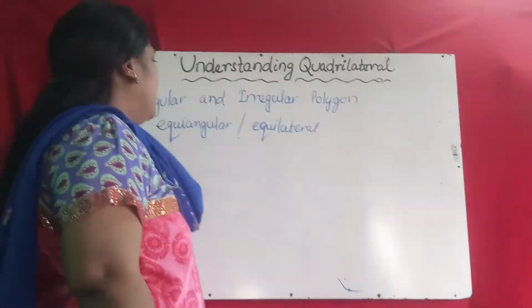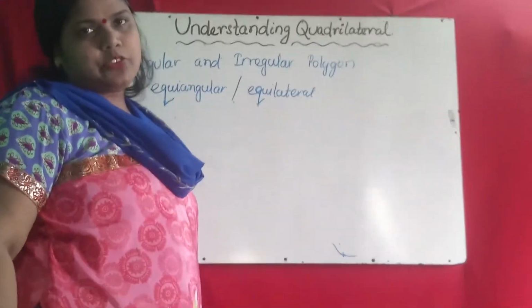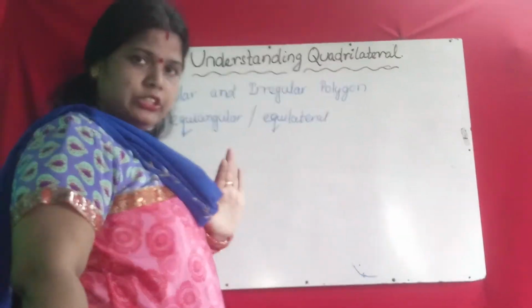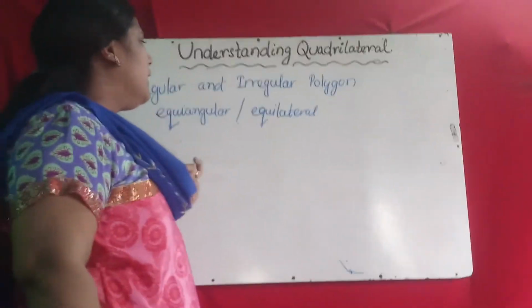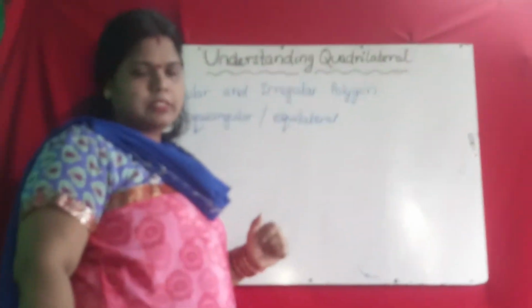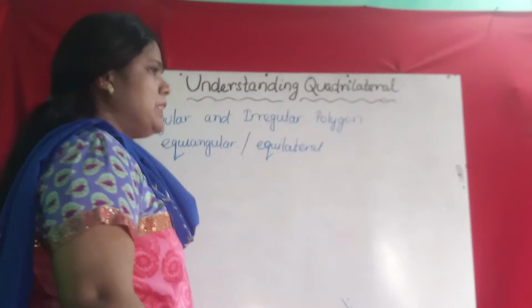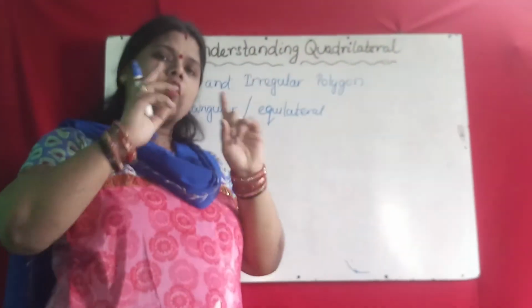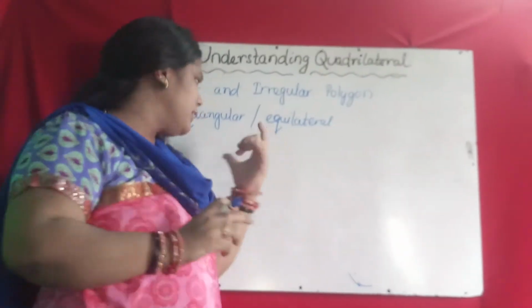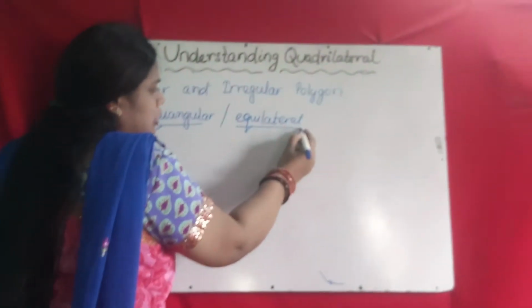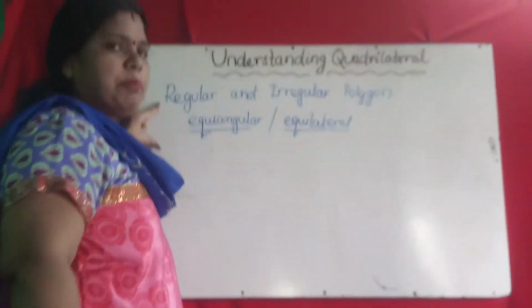Now come to regular and irregular polygons. So different types of polygons, convex, concave, you understood. Now regular and irregular polygons. What are regular polygons, what are irregular polygons? Regular polygons means if a polygon's all sides are equal and all angles are equal, that means equiangular and equilateral, then they are called regular polygons.